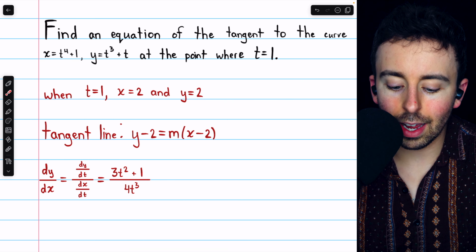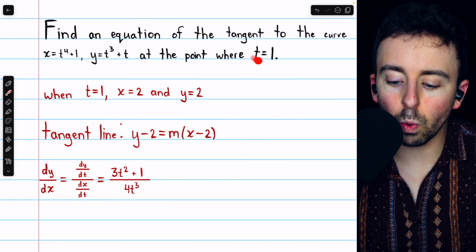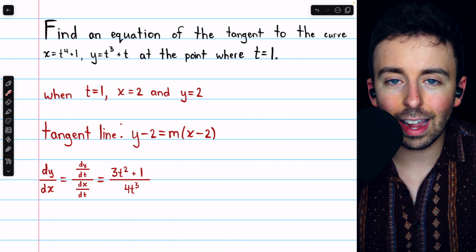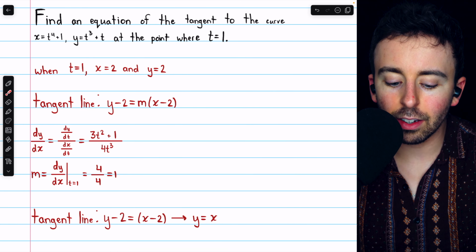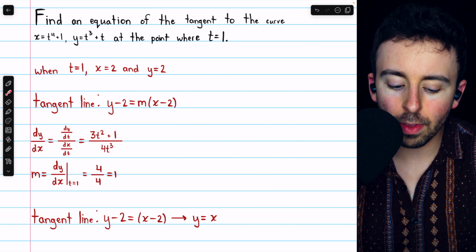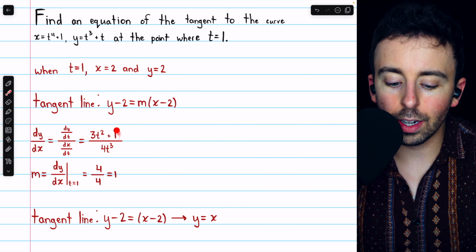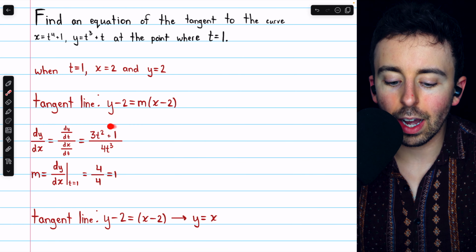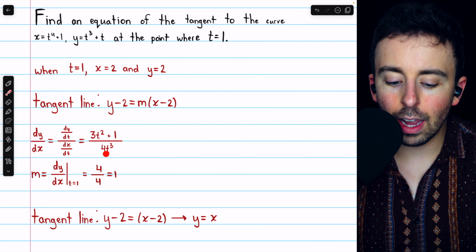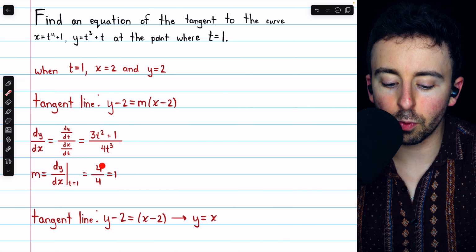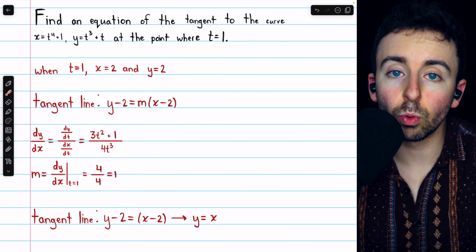All we have to do then is plug in t equals 1 to see what the slope of the tangent line should be. Our slope m is equal to dy/dx evaluated at t equals 1, and plugging t equals 1 into this expression for dy/dx, we have 3 plus 1 in the numerator and 4 in the denominator, so 4 over 4, and the slope is 1.